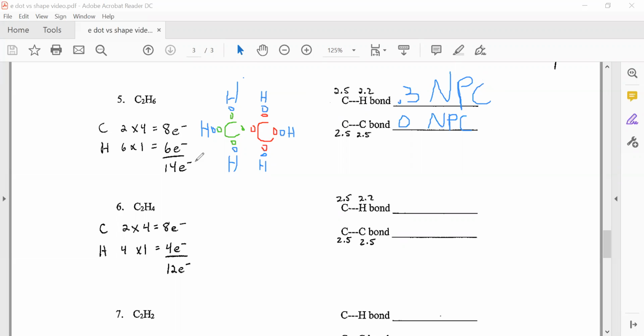Okay, I think that solves that problem. What if I get the question, how many bonded electron pairs? 1, 2, 3, 4, 5, 6, 7. How many? 14 divided by 2 would be 7. There are 7 bonded electron pairs. There are 0 unbonded electron pairs in this structure.